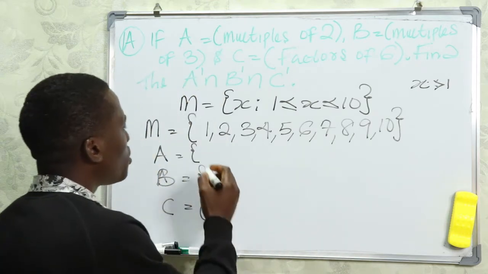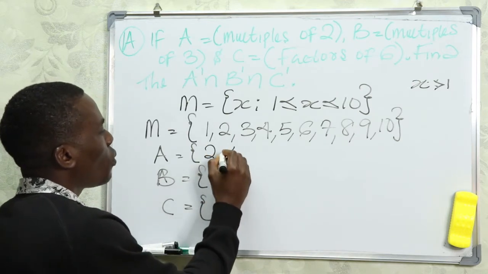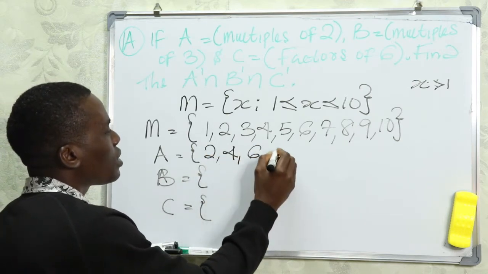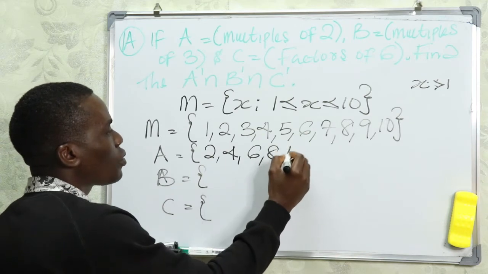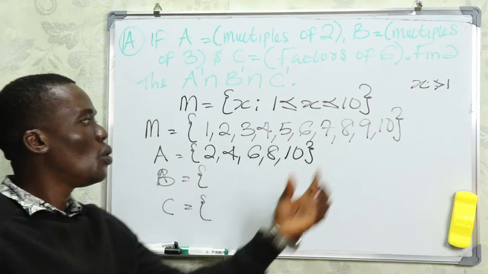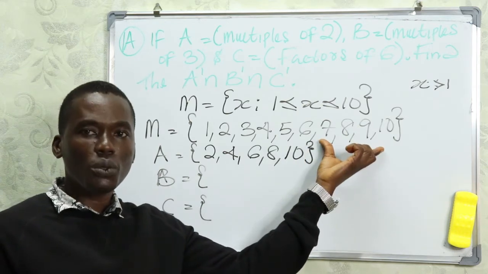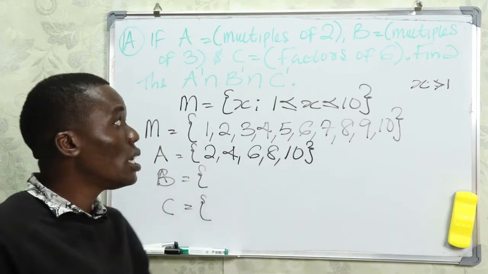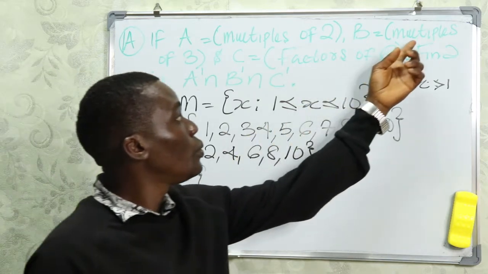So we are going to continue writing that. We have 2 first, then 4, 6, 8, and the next one is 10. All these are the multiples of 2 within this range.